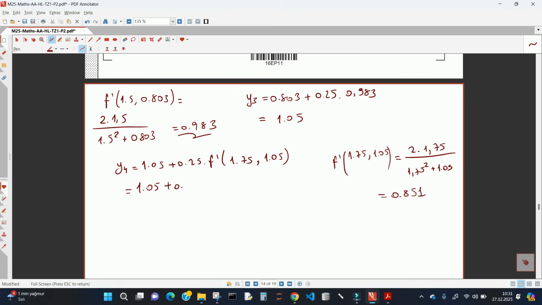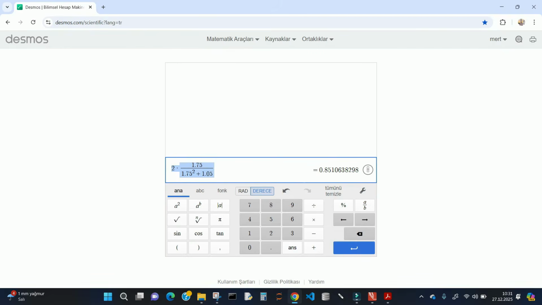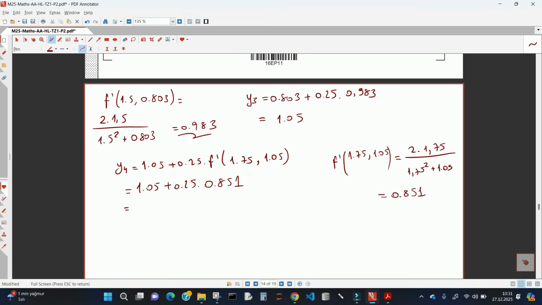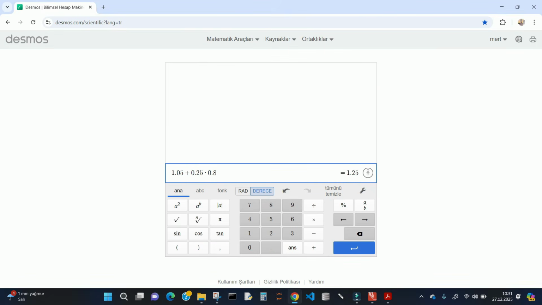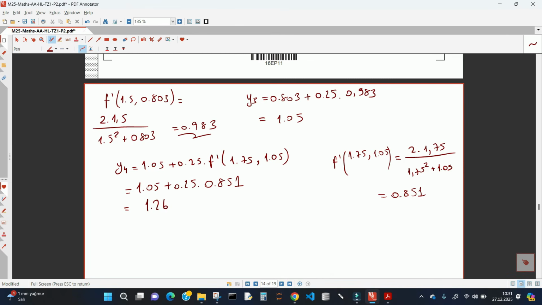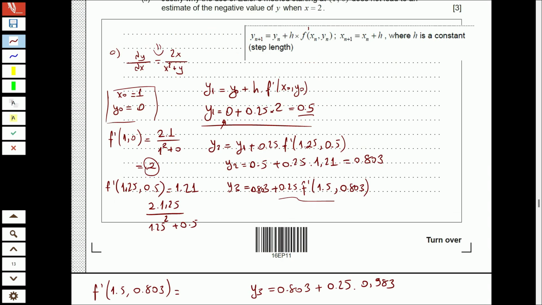1.05 plus step length times the value that we found here for the derivative function. Let's check this one. Times 0.851, it is approximately 1.26.